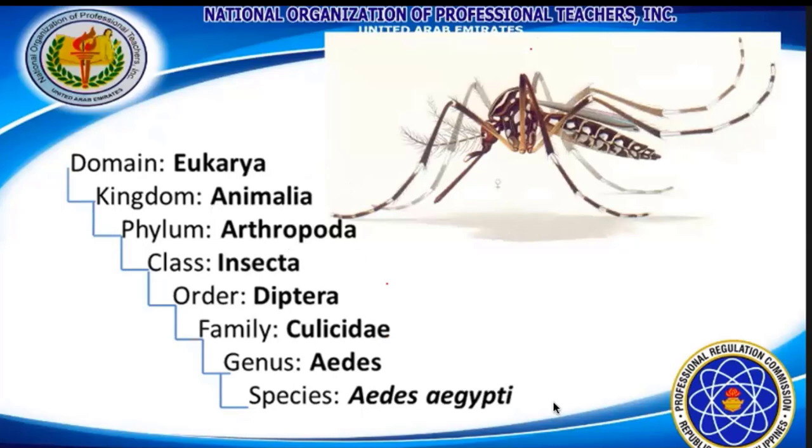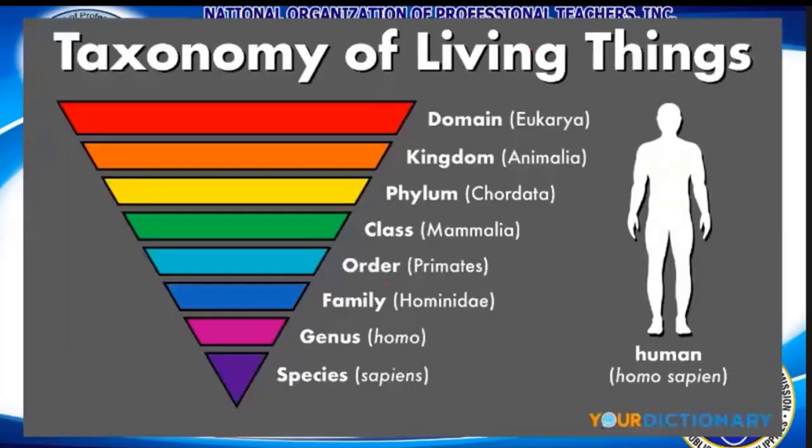Okay? Halimbawa, sa human being, yun lang yung mga tandaan. Sa human, ano ba ang ating domains? Yung we call it taxonomy. Taxonomy of living things. Pag sa tao, we belong to kingdom Animalia, animals. Kasi animals, plantae, protists, yan. Doon tayong nabibilang sa Animalia.